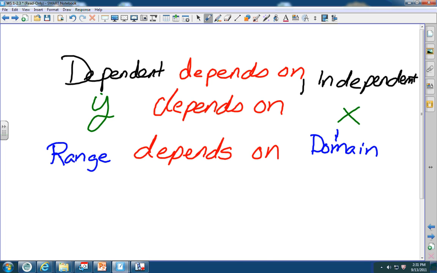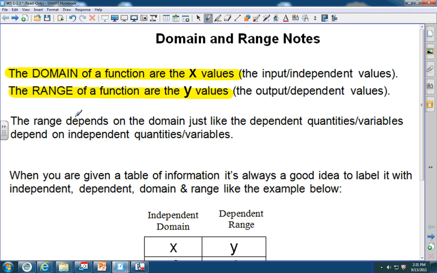So if we look back up here, we have right here the range. Every time I see range, I'm going to write y above it. Every time I see domain, I'm going to write x above it. So right here, range depends on the domain, just like dependent quantities depend on the independent.